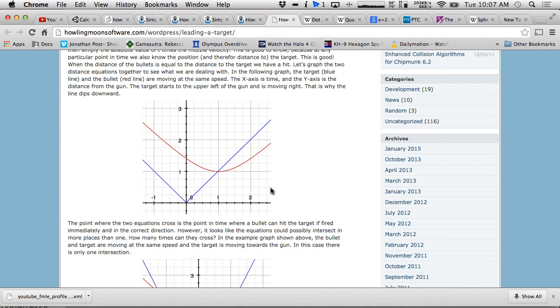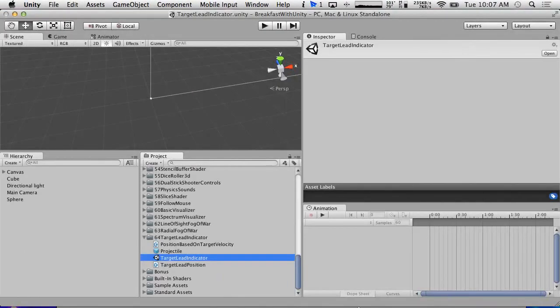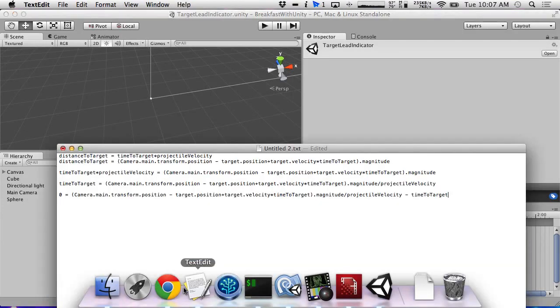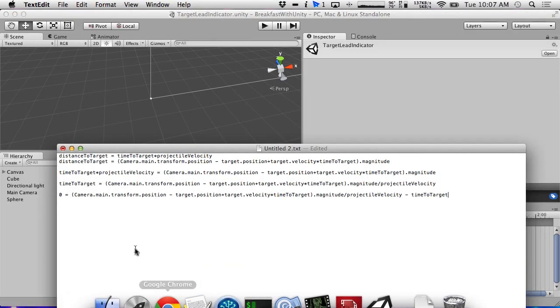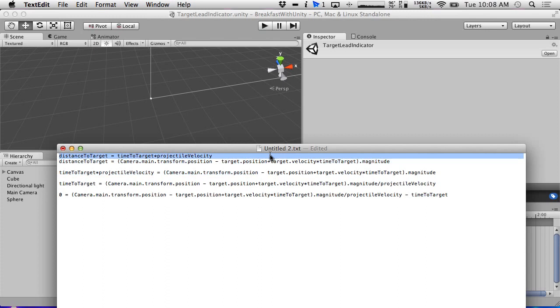So you basically solve for both these equations at the same time, and the intersection point is what you want. When you solve for both equations at the same time, I'm going to show you how far I got. I did not finish this. So basically, we have distance to target equals time to target times projectile velocity, and we have distance to target equals camera.transform.position minus target.position plus target velocity times time to target, magnitude.